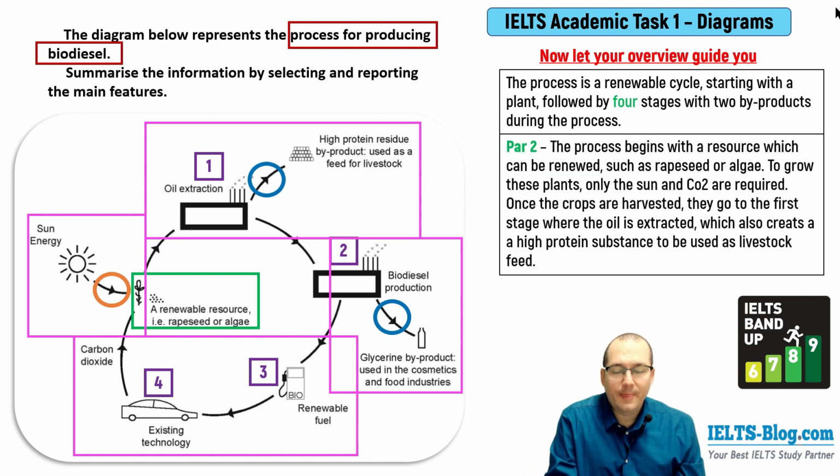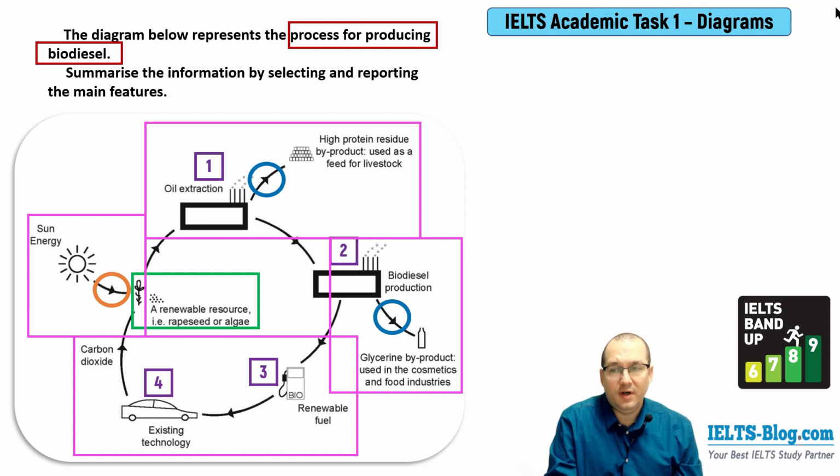So for paragraph 2, I wanted to give you a longer example for this one before we move on to the next body paragraph. The process begins with a resource which can be renewed, such as rapeseed or algae. To grow these plants, only the sun and CO2 are required. Once the crops are harvested, they go to the first stage where the oil is extracted, which also creates a high protein substance to be used as livestock feed. So you can see I've mentioned everything. I've reworded even the prompt a little bit. I've used good grammar. That is a perfect way to start this type of diagram.